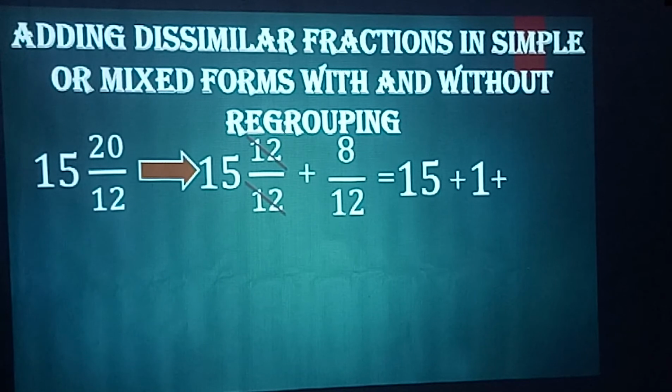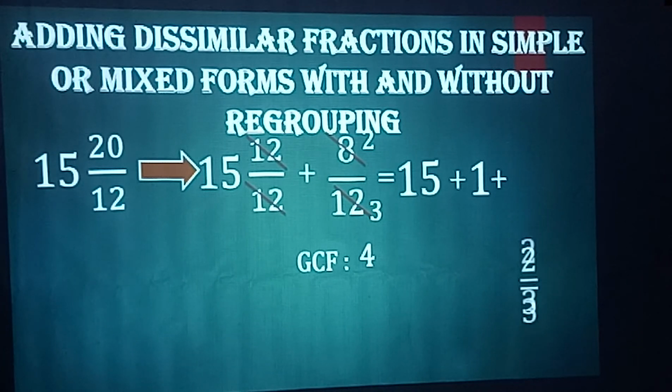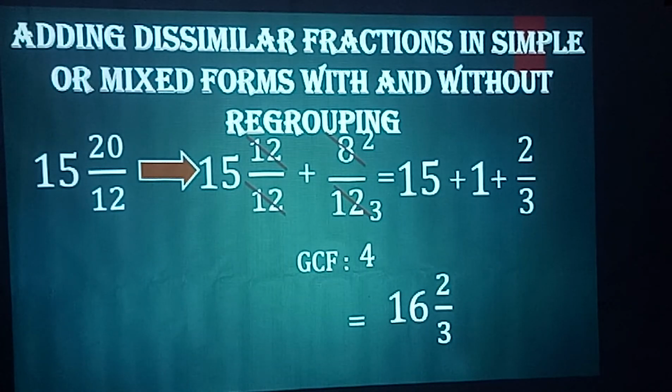Plus, let me get first the GCF, or the greatest common factor of 8 and 12, and that is 4. And 8 divided by 4 is 2 over 12 divided by 4 is 3. So that is 2/3. And 15 plus 1 plus 2/3 is equal to 16 and 2/3.